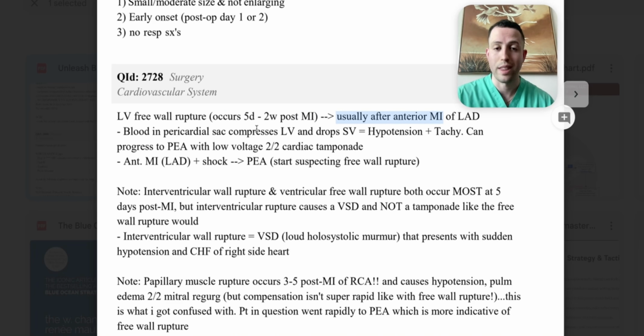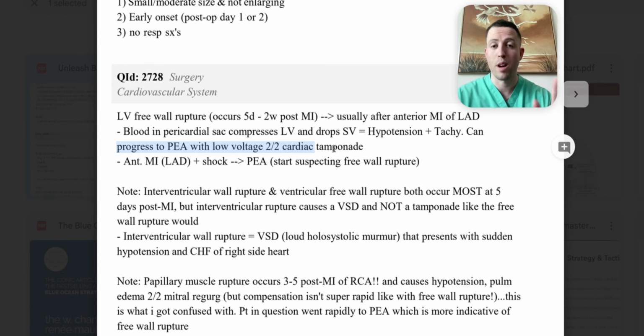With this, these patients will often get very hypotensive and tachycardic, so it looks like a cardiogenic shock type picture. The blood that leaks out from the rupture into the pericardial sac is going to compress the left ventricle. Then the left ventricle can't fight against that pressure to get the blood out, and so you get hypotensive. This is super dangerous, and it can result in pulseless electrical activity with low voltage due to cardiac tamponade.